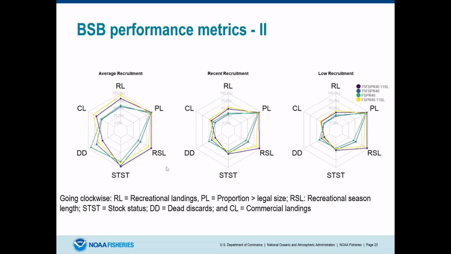And a lot of the positive effects of strategies under average recruitment really do erode under these lower recruitment scenarios. Stock status starts to drop lower pretty much no matter what. Dead discards too, but that's really just a function of the amount of F in that reduced recruitment scenario.